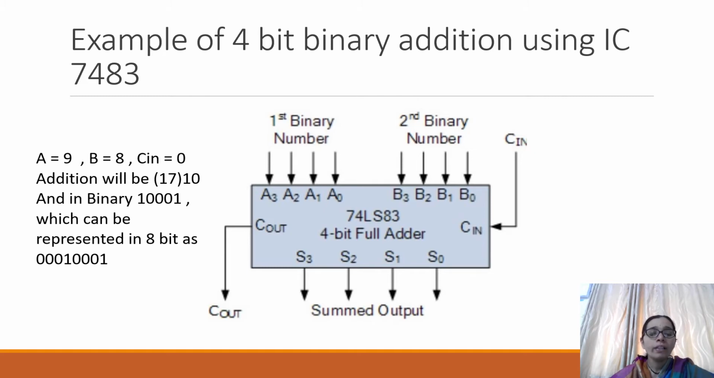So I have given here A as 9, B as 8, assuming carry in as 0. So what is the addition of 8 plus 9? It will be 17 in decimal, and in binary it is represented like this. But this can be represented by appending 3 more zeros, that is an 8-bit representation.